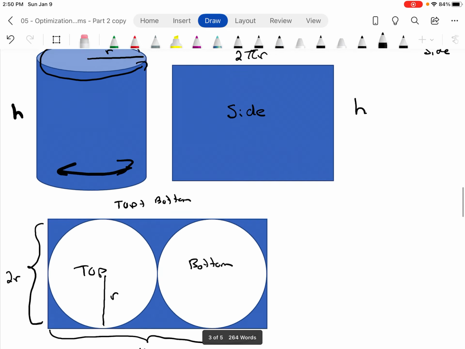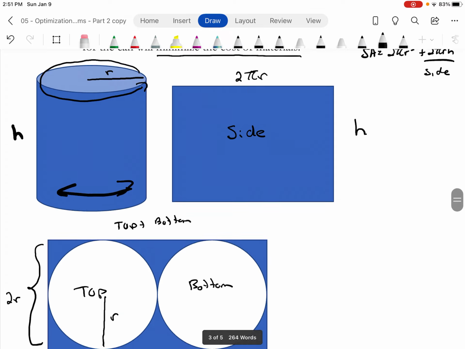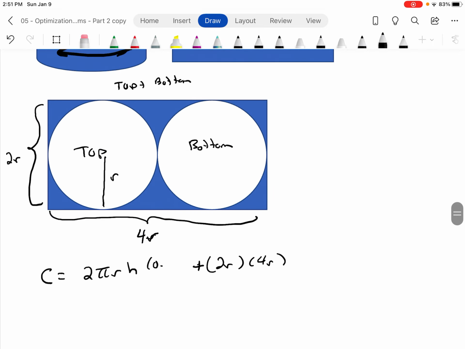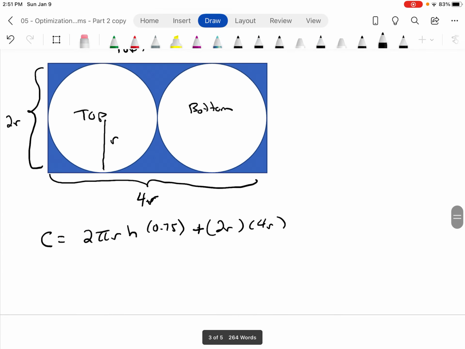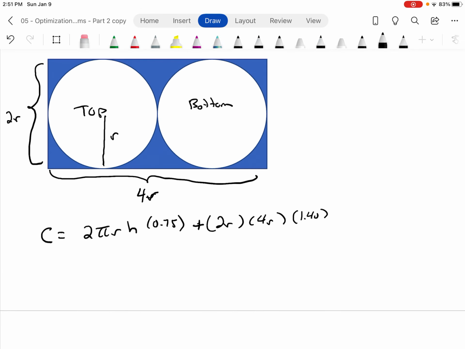So this first one, 2 pi rh, was the sides. How much did the sides cost? $0.75. So that needs a multiplier of 0.75. And then this other one, the top and bottom, it costs more. The top and bottom costs $1.40. So I'm just going to simplify that up a little bit, and I think I get 1.5 pi rh plus, let's see, 2 times 4 times 1.4 is 11.2r squared. And it's a pretty nice equation, but it's got the same difficulties that other equations have had, which is that it's got two variables in it.